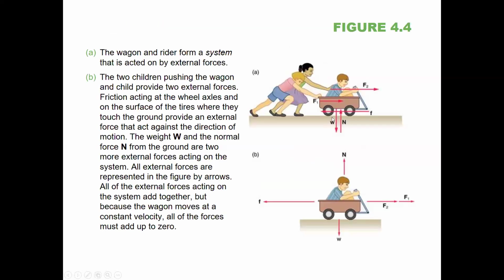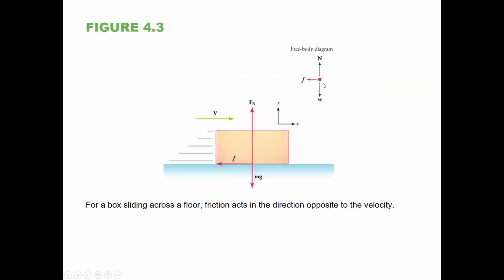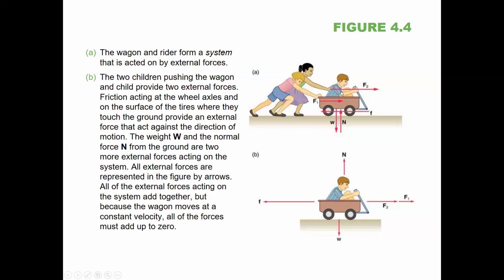So here we have this system in which there's a wagon on which there is a child. So that's our system, not these two children pushing. These two children are forces. Our system is what we apply the forces to. So this child here is our dot in the free body diagram. So this red dot is going to represent the child on the wagon.